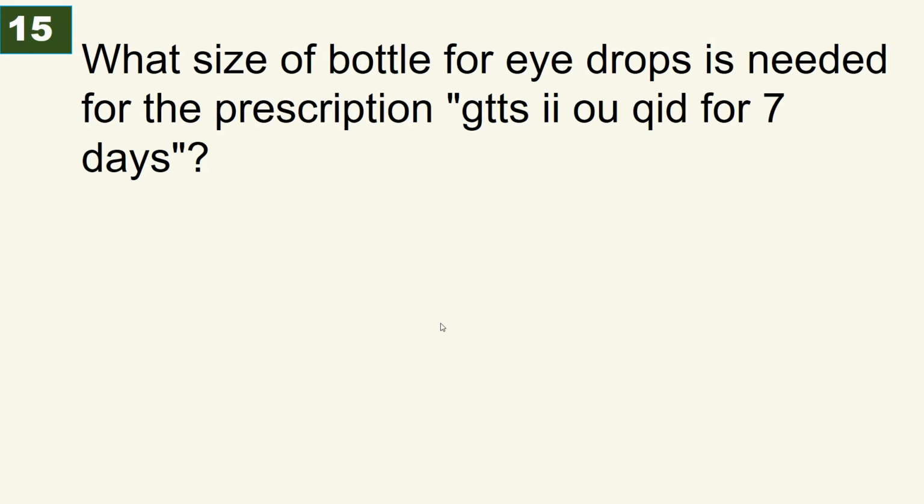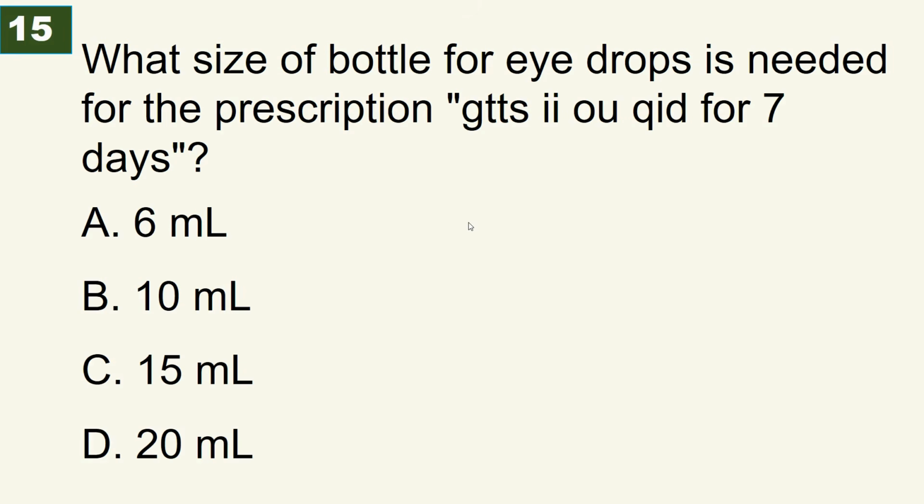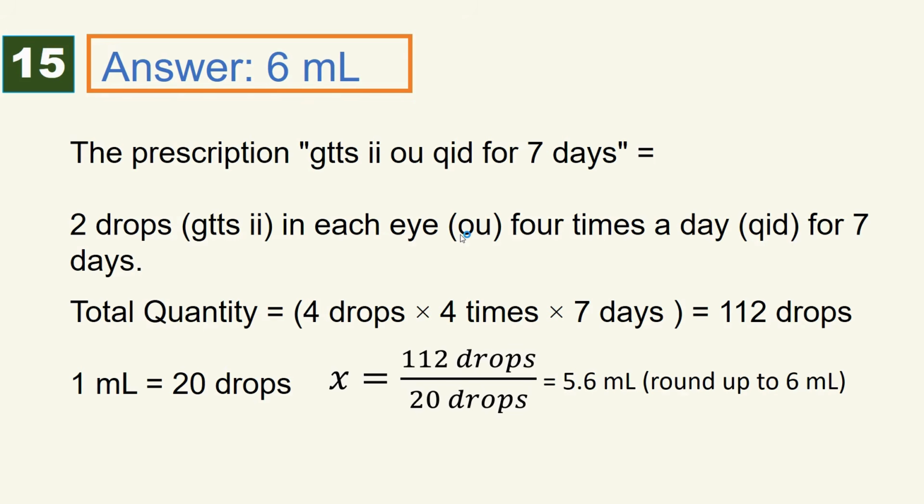Next, what size of the bottle for eye drops is needed for prescription? GTT 2 OU means both eyes, 4 times a day for 7 days. So A 6 milliliters, B 10 milliliters, C 15 milliliters, D 20 milliliters. Correct answer is 5.6 milliliters. So here let's solve this one.